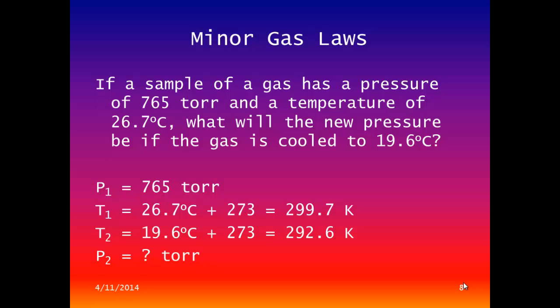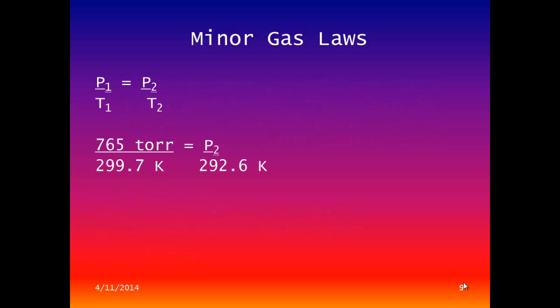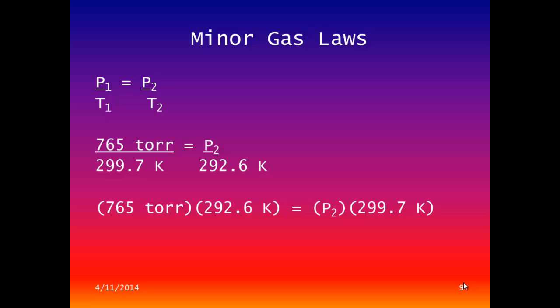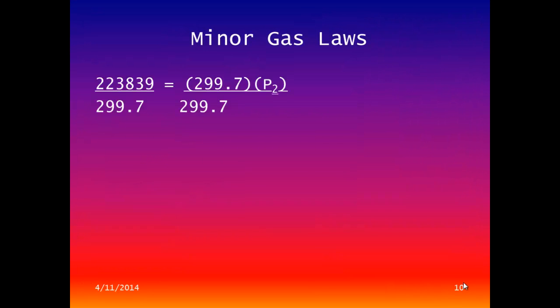We know that the units for P2 will also be torrs because that's what we're putting in for P1. Once you have your list, plug your numbers into your equation. This is the step that I need to see. Where did your numbers go? Cross multiply and divide just like we did before. So 765 times 292.6 equals P2 times 299.7. Simplify on the left. Divide both sides by 299.7. How many sig figs should we keep? Should come up with 747 torr.